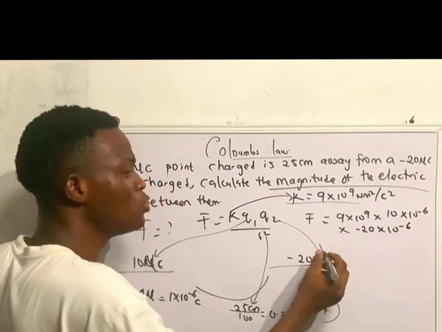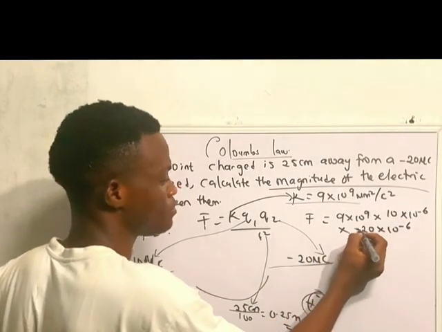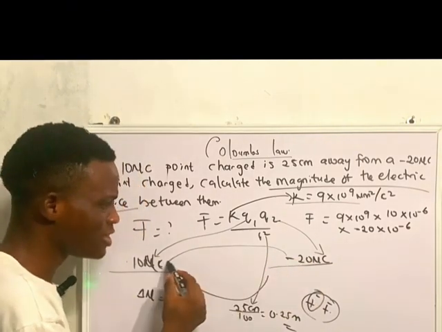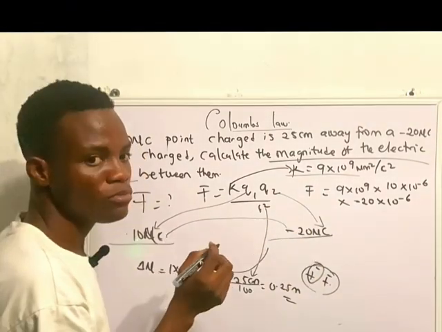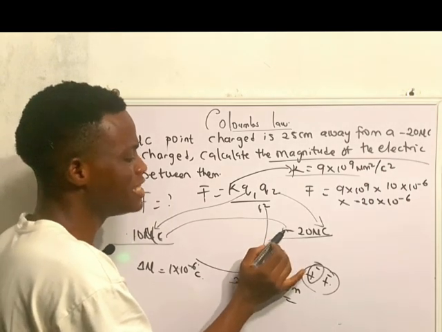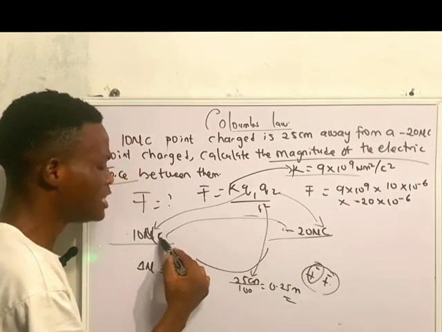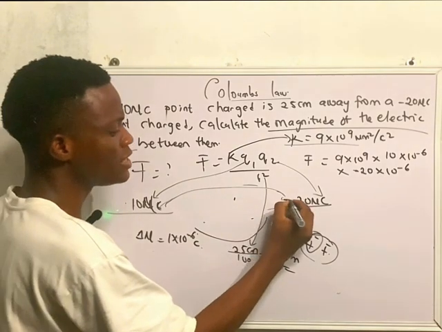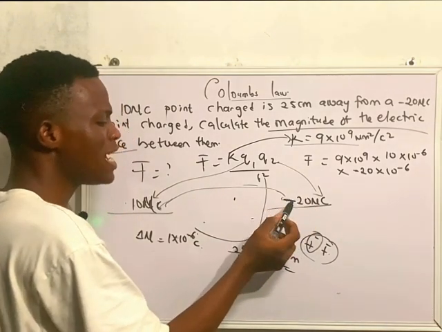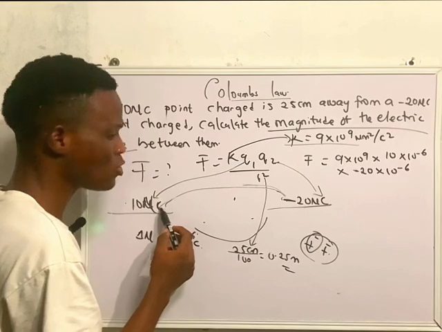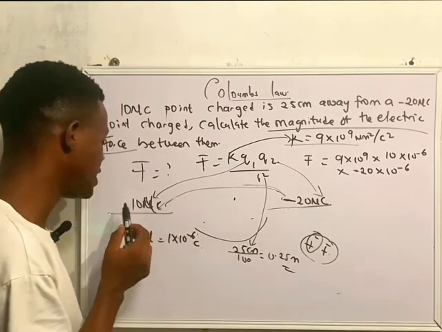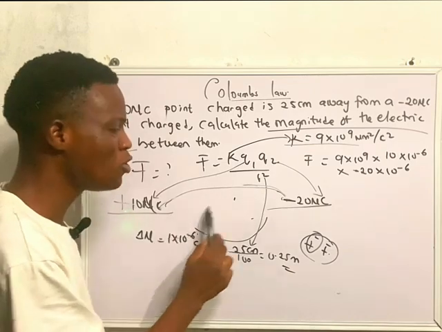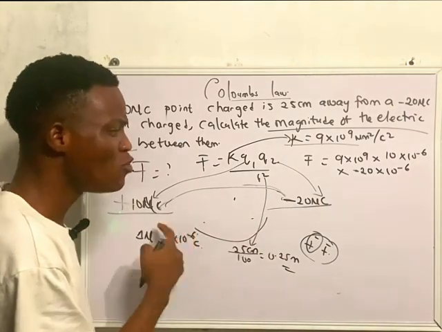Minus 6. Now note, this negative here is just showing whether they will attract or repel. I told you already, this one is positive. Positive and negative will always attract, but negative and negative will always repel.